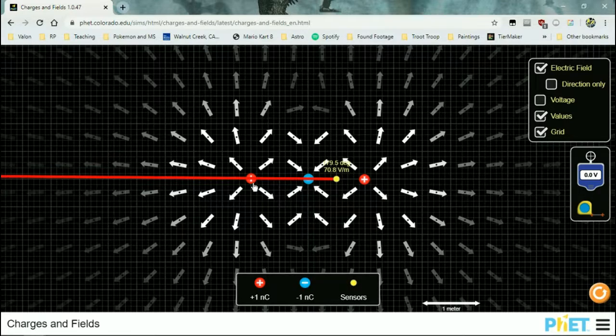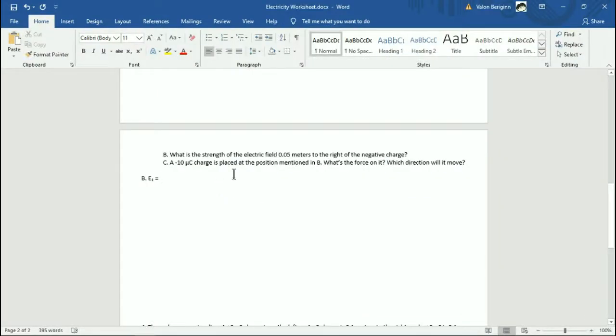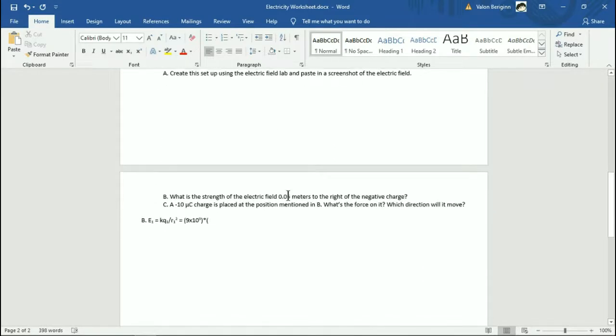So from this first one, again, we have k Q1 over R1 squared. So k is just always k, 9 times 10 to the 9. For some reason, I didn't type the 9 in the first time. Times Q1, which is a plus 10 microcoulombs, which I'm just going to simplify to say it's 10 to the minus 5, because that's what it is. Hopefully you can see that.